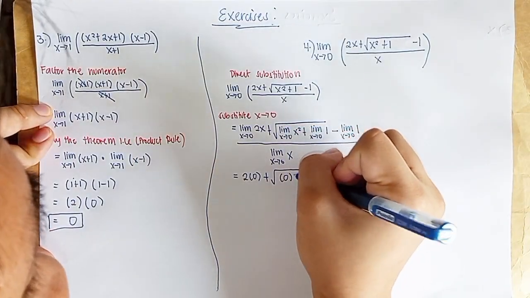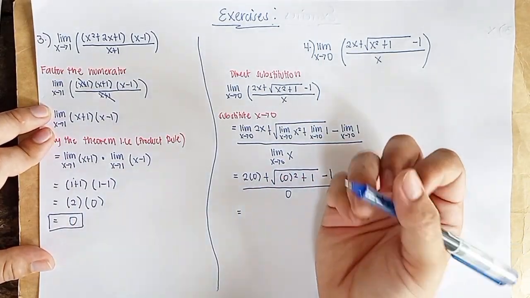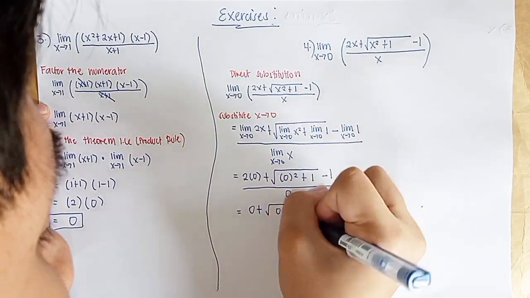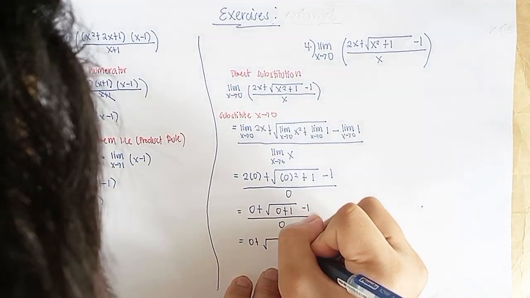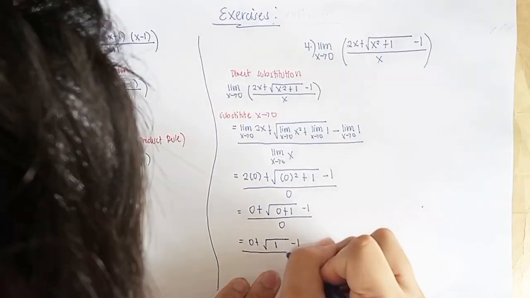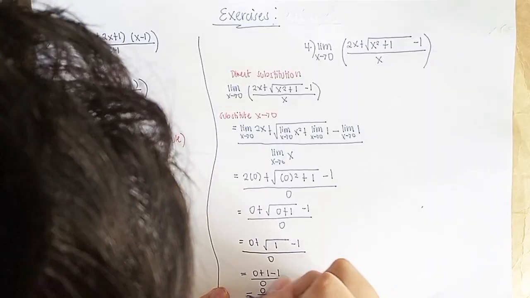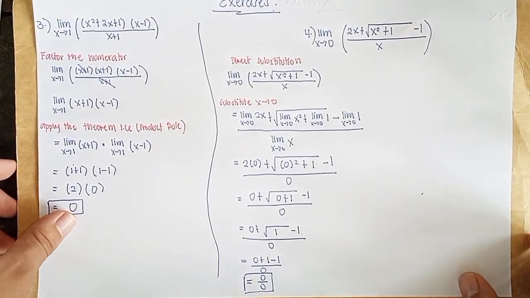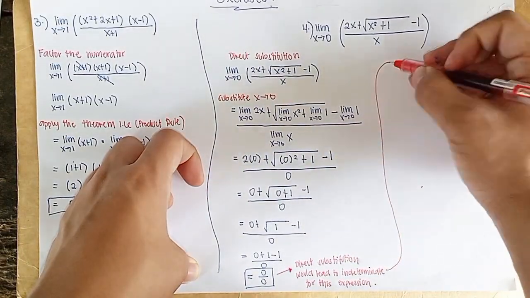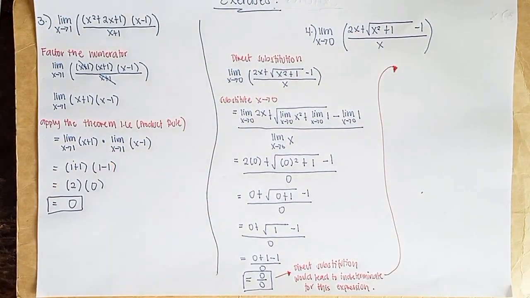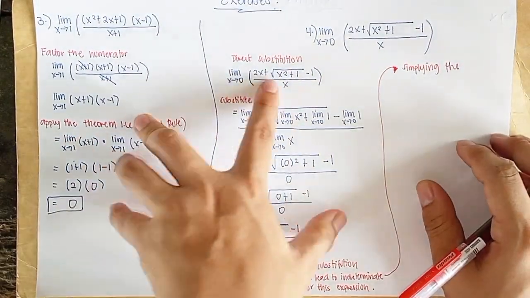If we simplify, it becomes 0 plus square root of 0 plus 1, minus 1, over 0. Then this becomes 0 plus square root of 1 minus 1 over 0. The square root of 1 is simply 1, so this becomes 0 plus 1 minus 1 over 0. Since 0 plus 1 equals 1 and 1 minus 1 equals 0, we get 0 over 0, which is indeterminate or undefined. So direct substitution could lead to an indeterminate limit.